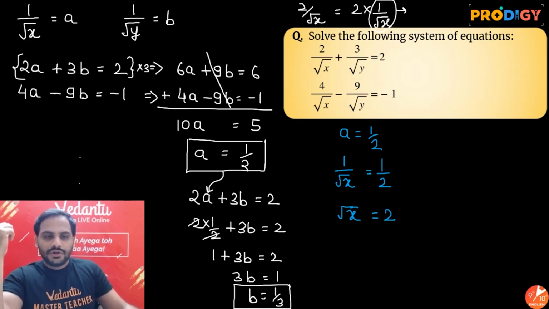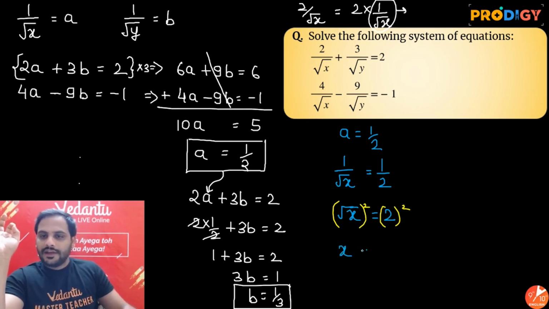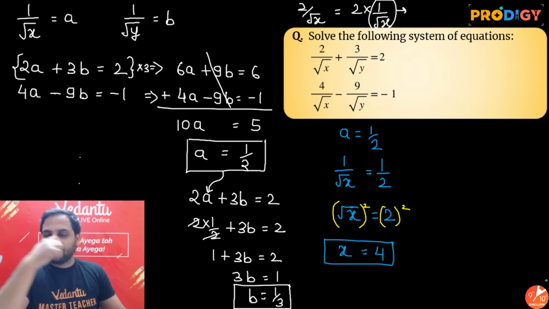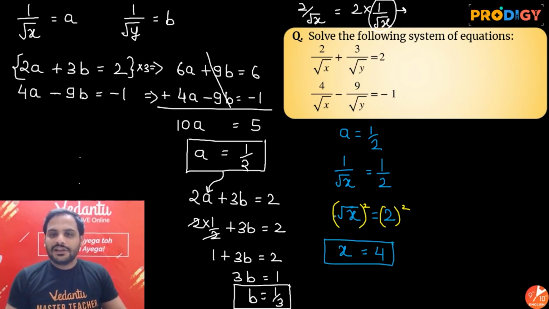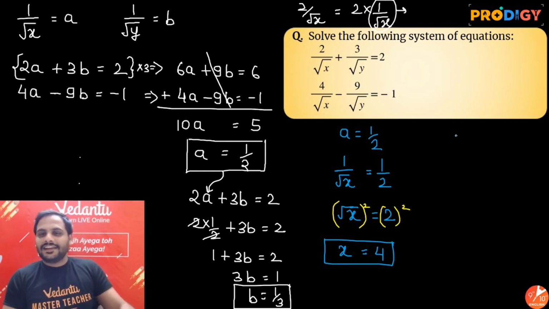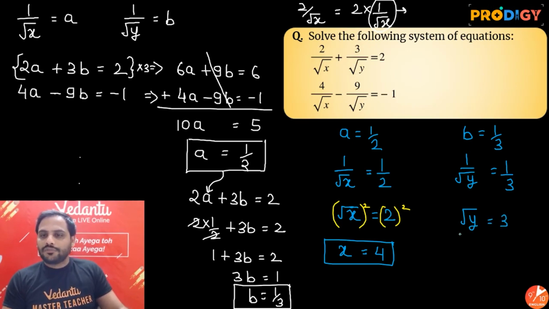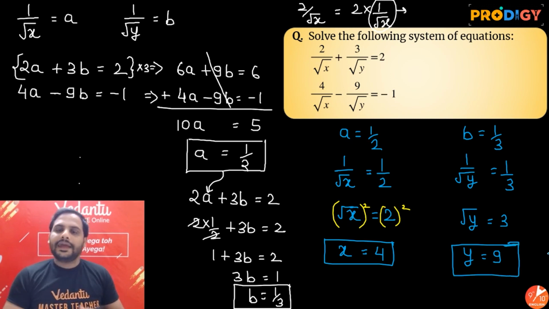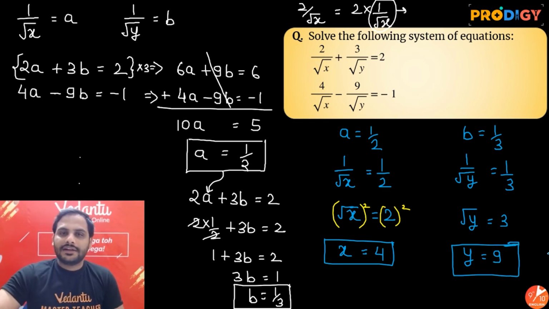If I do square on both the sides of this equation, root x whole square will become x and 2 square is 4. My x is equal to 4 only, na? Then only I can say root x is equal to 2, root 4 is equal to 2 only. Right? Okay? Similarly, beta, I can say b is equal to 1 by 3. So I can say 1 by root y is equal to 1 by 3. Again reciprocate. So we'll say root y is equal to 3. Square on both the sides. So y will be equal to 3 square, which is 9. So x is equal to 4 and y is equal to 9 will be your correct answer.